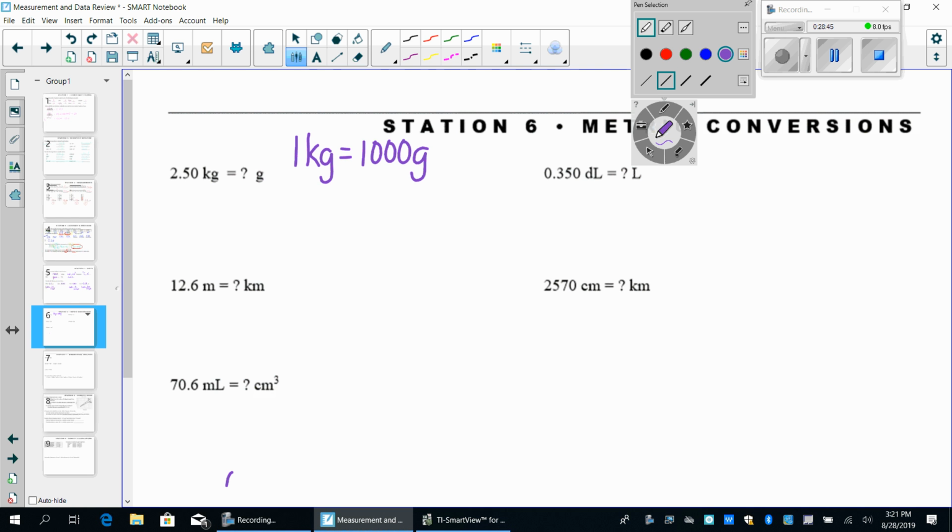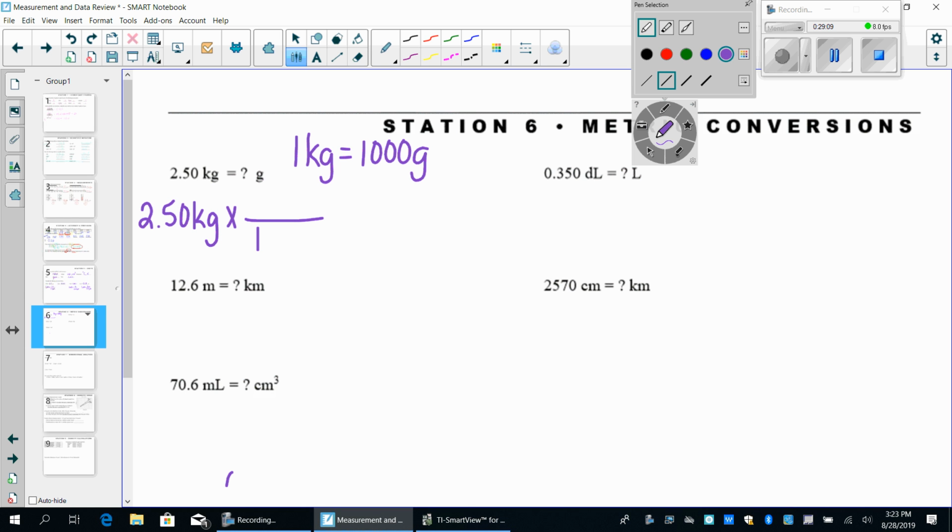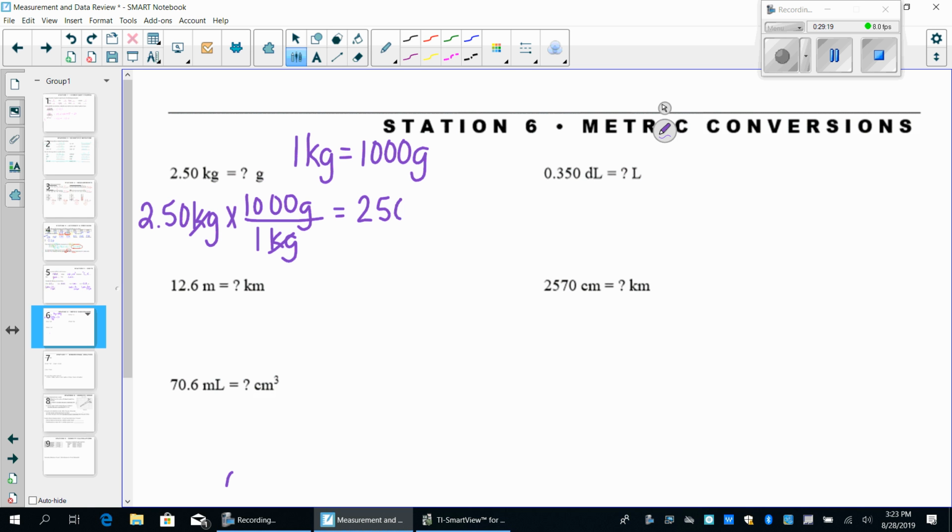So using that, your given is always written down first, whatever's given. So we know our measurement's 2.50 kilograms. We've got to get it to grams. This conversion factor needs to flip so that your kilograms will cancel out. 1 kilogram on the bottom, 1,000 on the top. So that cancels out kilograms. Multiplied by 1,000 means your decimal place moves 3 places to the right. So that's going to be 2,500 grams.